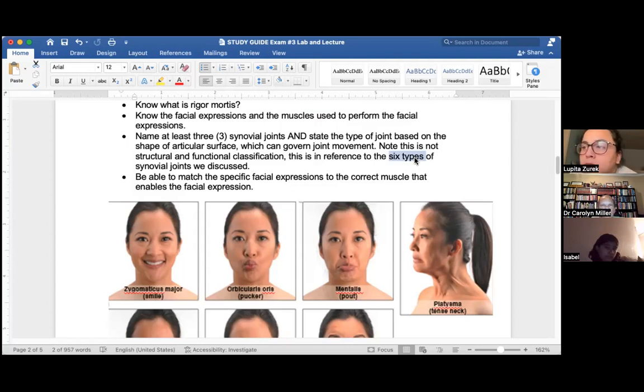So know the name of at least 3 synovial joints and state the type of joint. So I just did that. The knee, the hinge, ball and socket, condylar, etc.